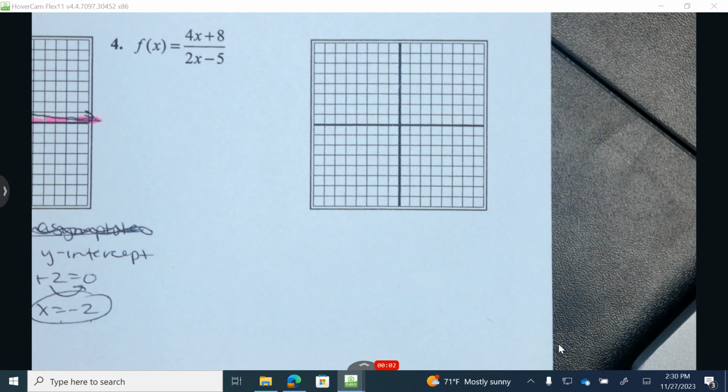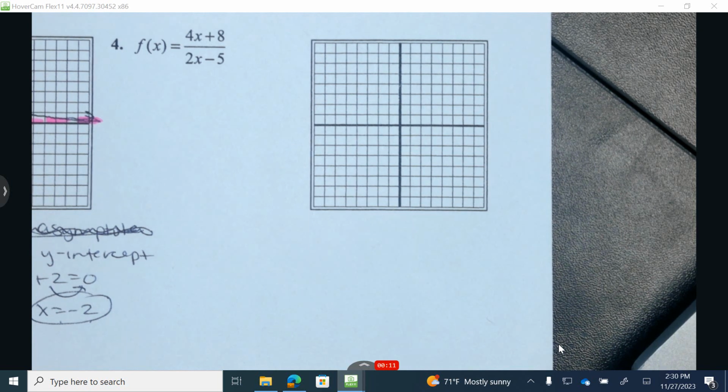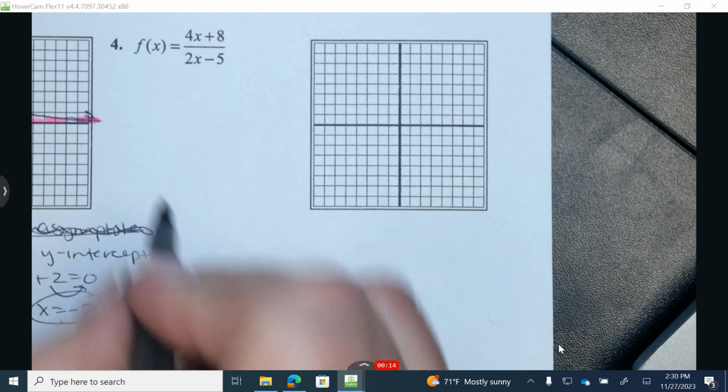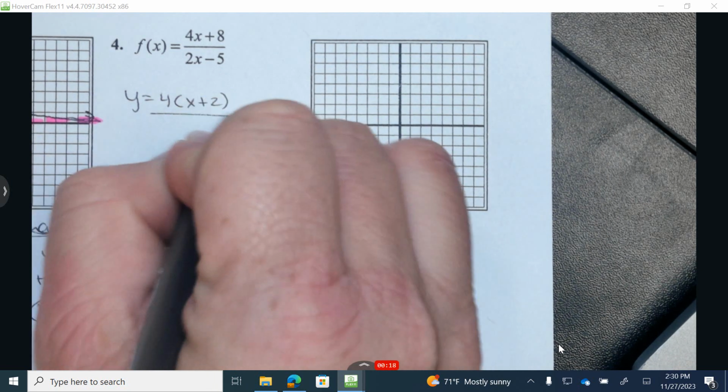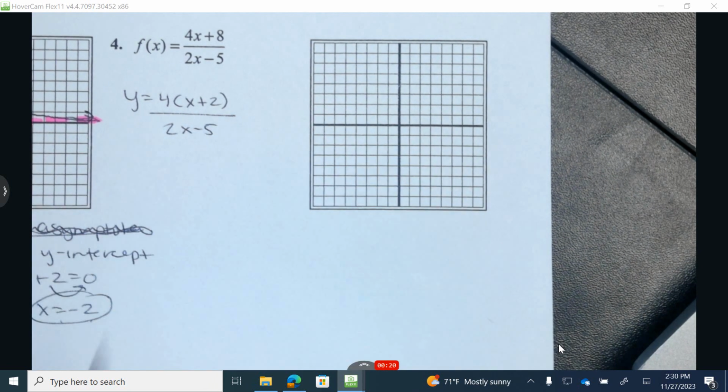Taking a look at number 4 from rational functions number 1, without using our graphing calculator, we're going to identify the vertical and horizontal asymptotes, the x and y intercepts if they exist, and any additional points that allow us to graph this function. So the first thing I'm going to do is rewrite this. I'm going to factor out a 4. I cannot factor out a 2, so I will leave it as is.